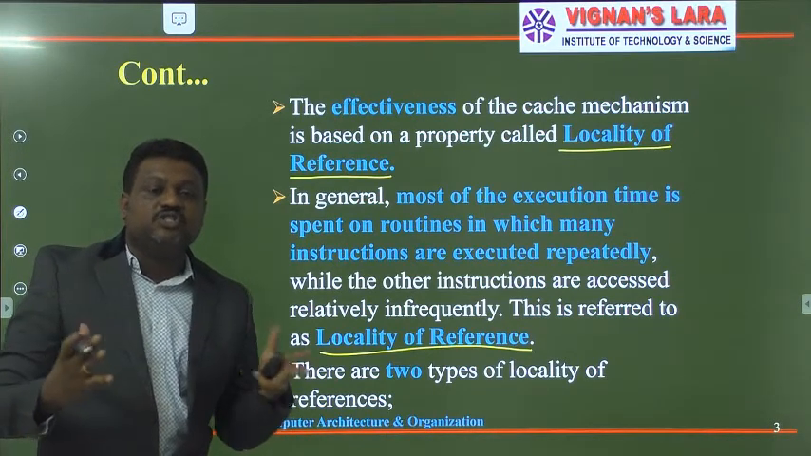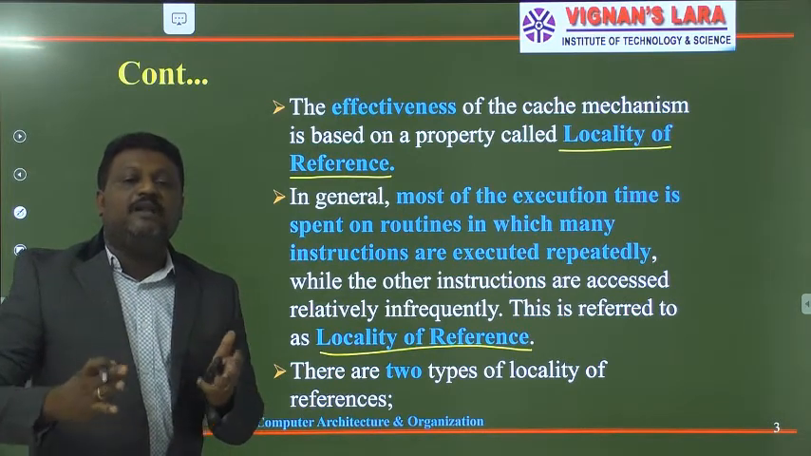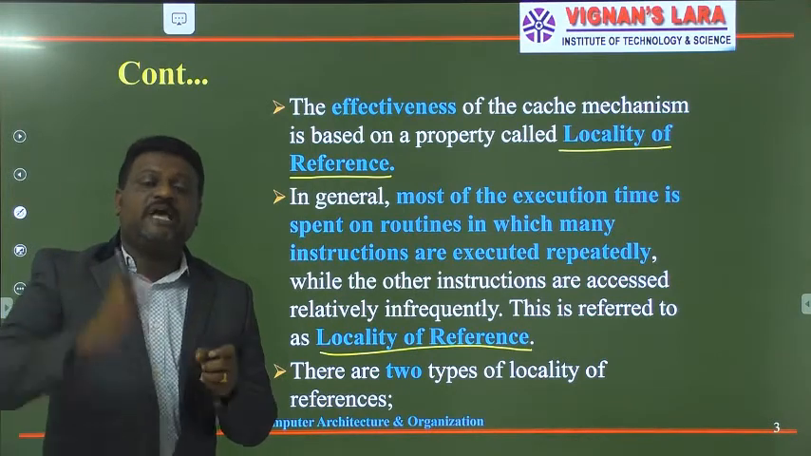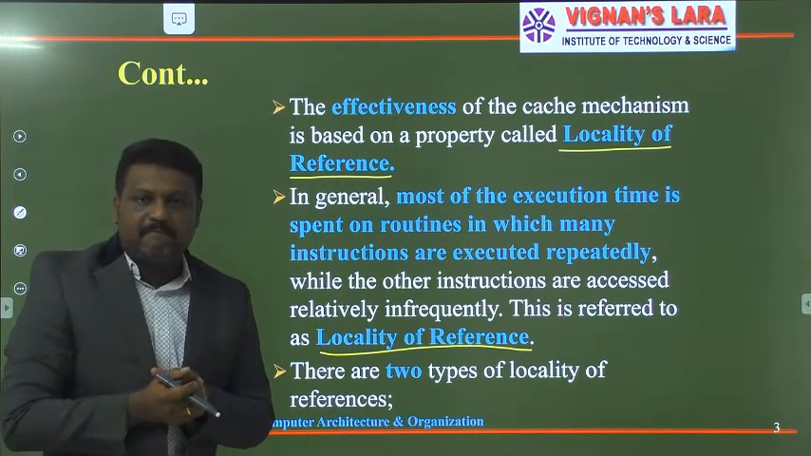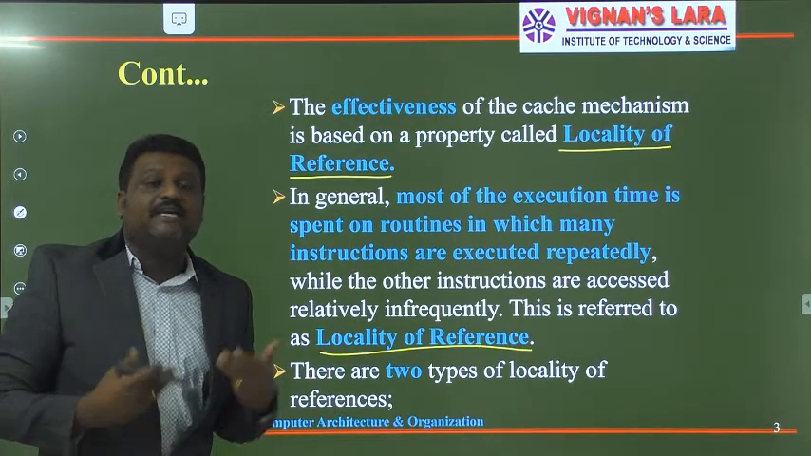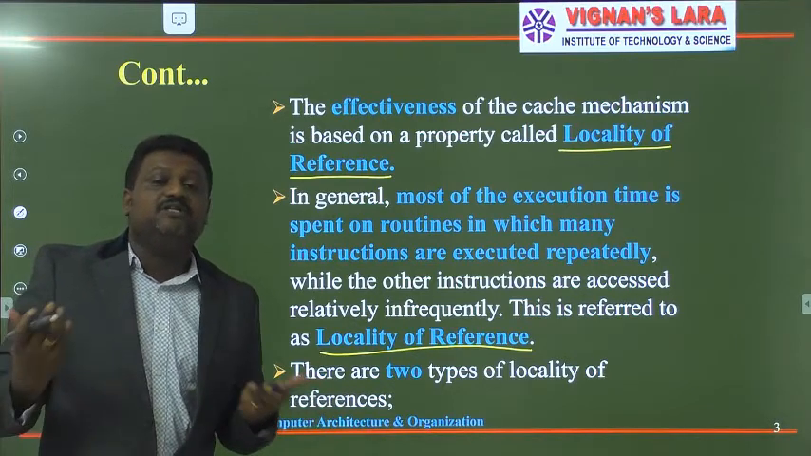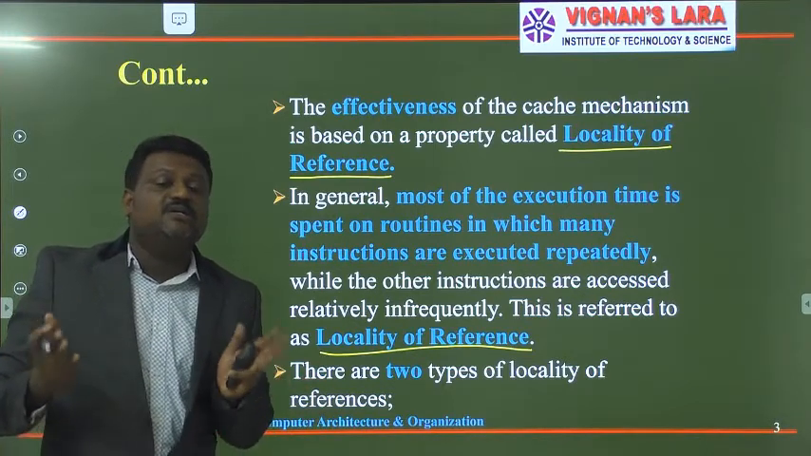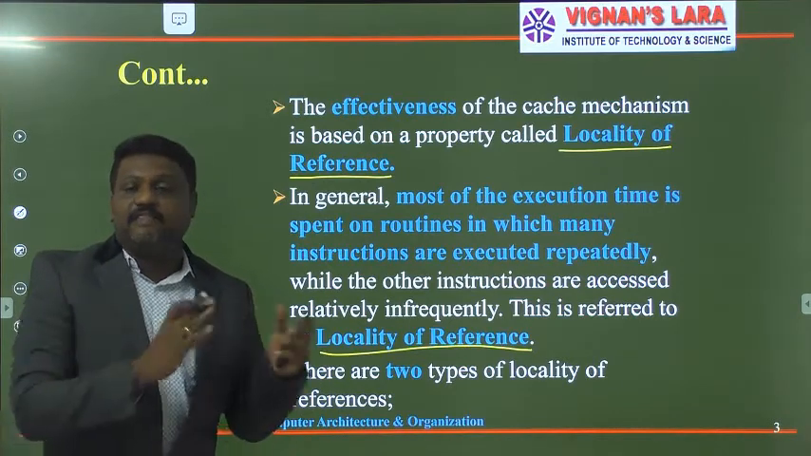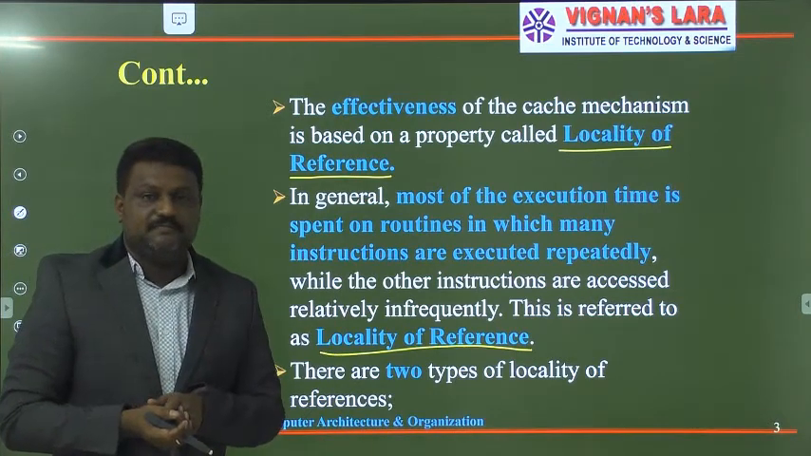That means whatever instructions your processor executes repeatedly, or whatever information your CPU repeatedly uses in the execution of instructions, I have to keep that information in my cache memory. Compared to the data and instructions the processor asks for only occasionally, I can store the instructions and data which are repeatedly asked for by my processor in the cache memory. That indicates the locality of reference.